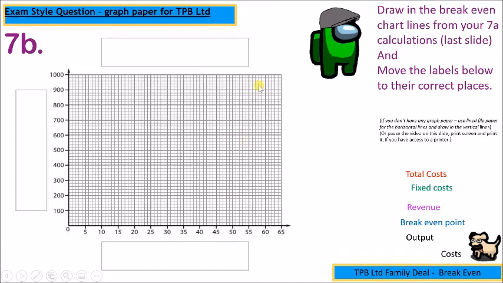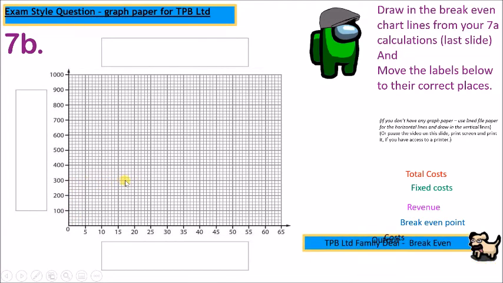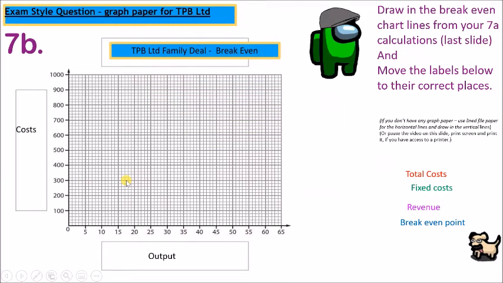You need to calculate the numbers for TPB Limited for their family deals, and when you've got the information, you can then try and plot the graph. Remember to start with fixed costs, because that one's given to you on the last slide, and that's £180. And remember that it stays the same because it says fixed.